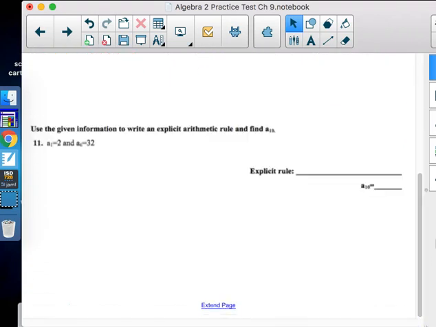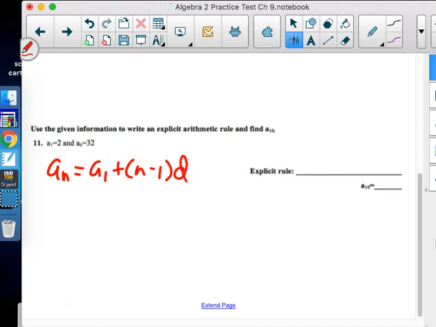Ooh, this looks interesting. Use the given information to write an explicit arithmetic rule and then find a sub 10. Explicit arithmetic rule. Okay, it's got to have D in it and it has to have a plus in it. That's this one. All right. So let's see what we have, because we're supposed to put in the first term. Do we know the first term? We do. And we're supposed to have D. Do we know D? Rats.